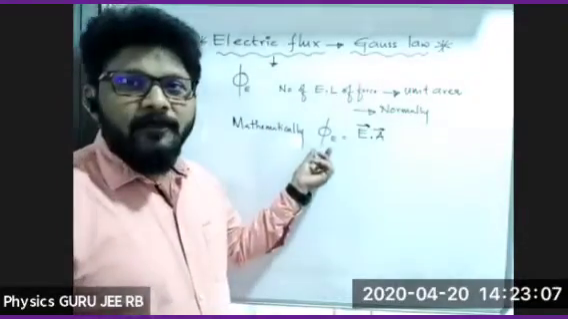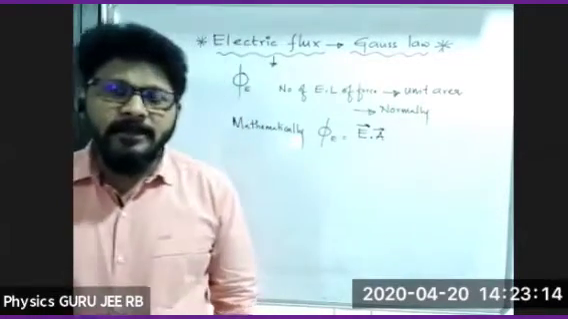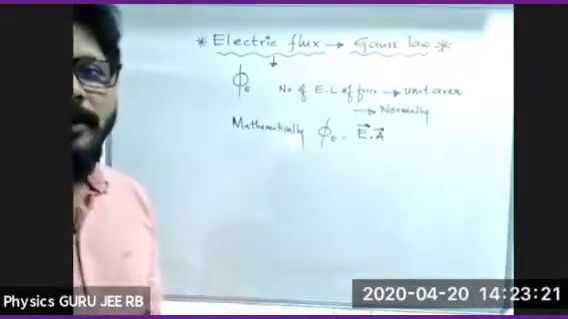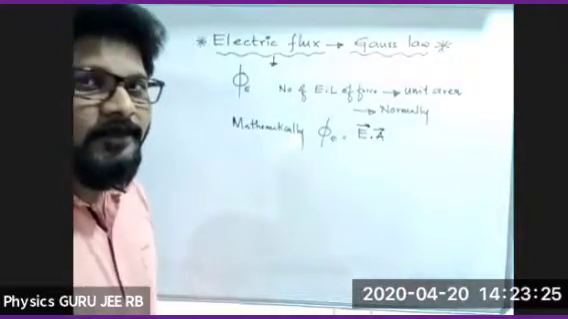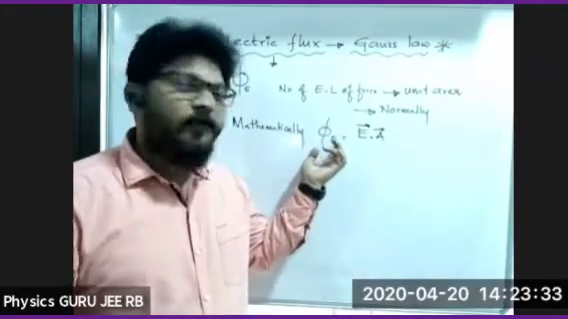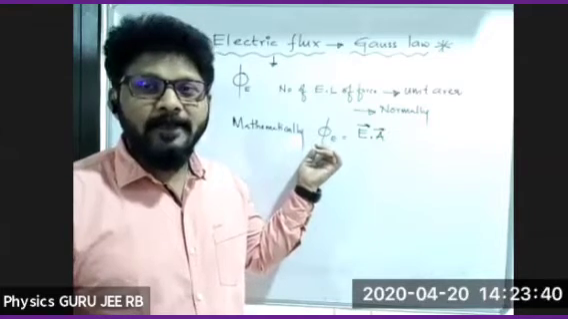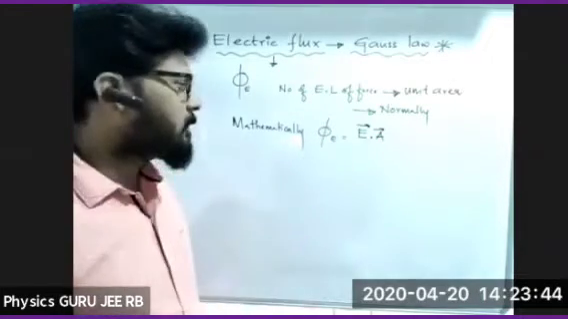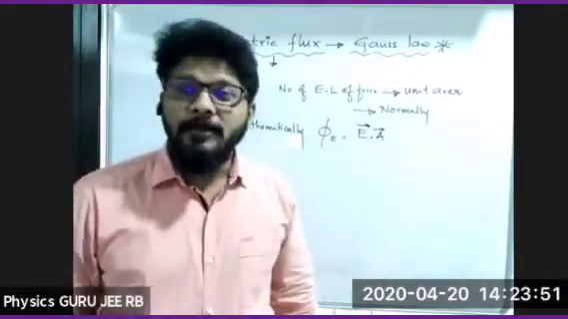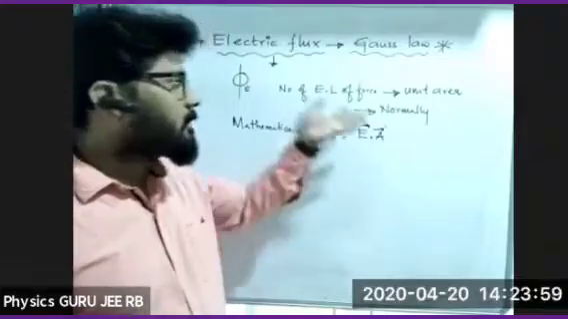Now, can you tell me whether flux is a scalar or a vector quantity? Can anyone say? Flux is a scalar or a vector quantity. So it is a dot product. Dot product means scalar or vector? Dot product means scalar quantity, because flux is nothing but a number. Flux means number of lines per unit area.